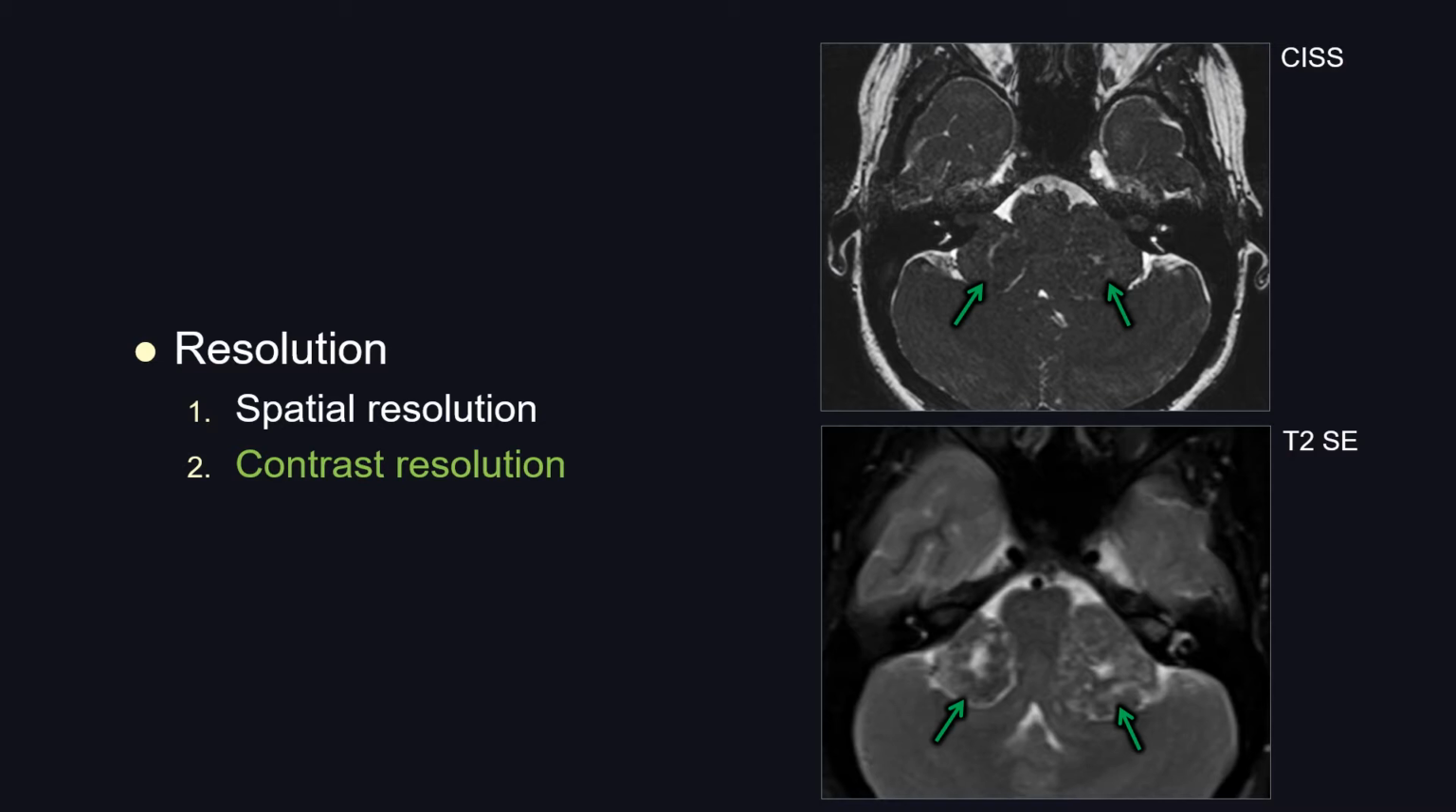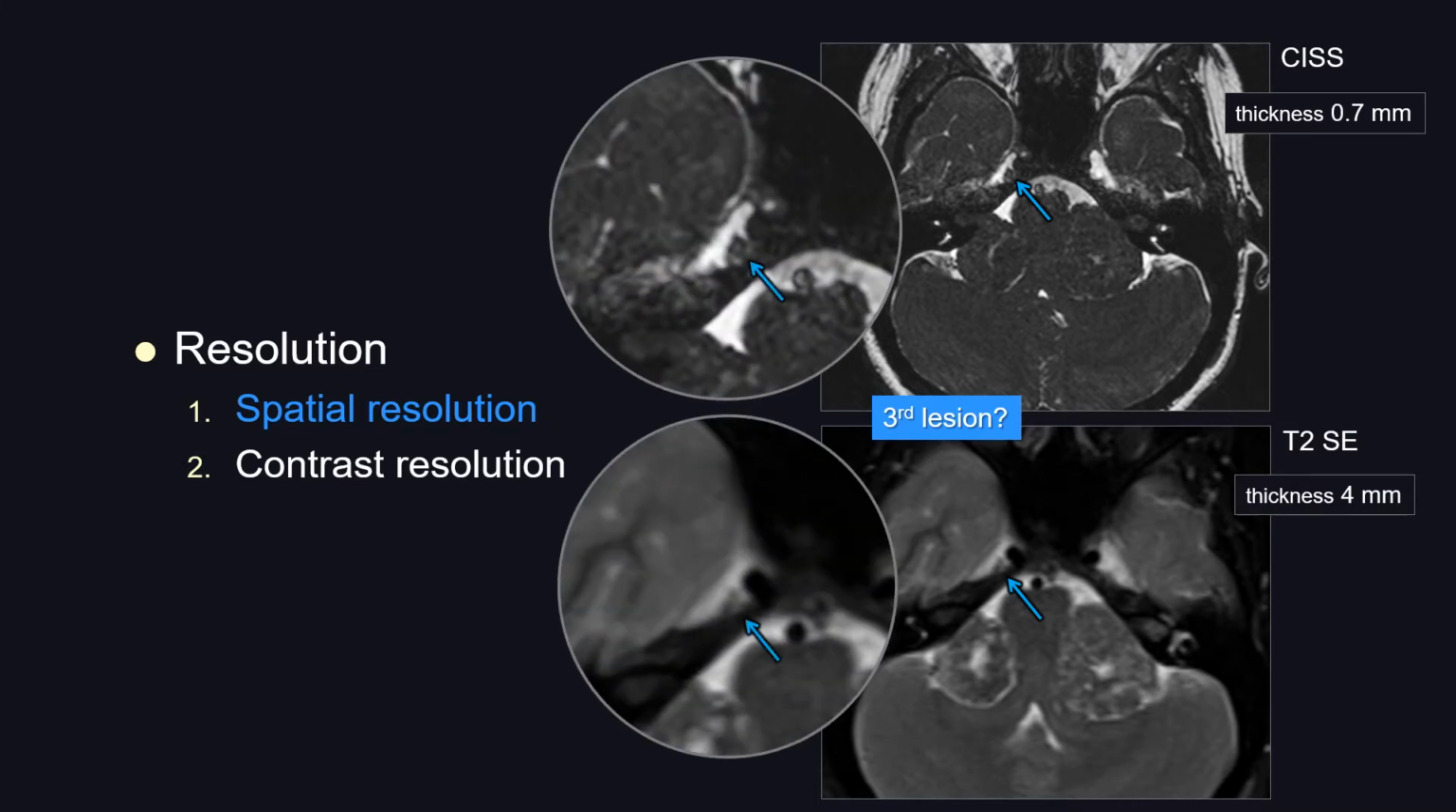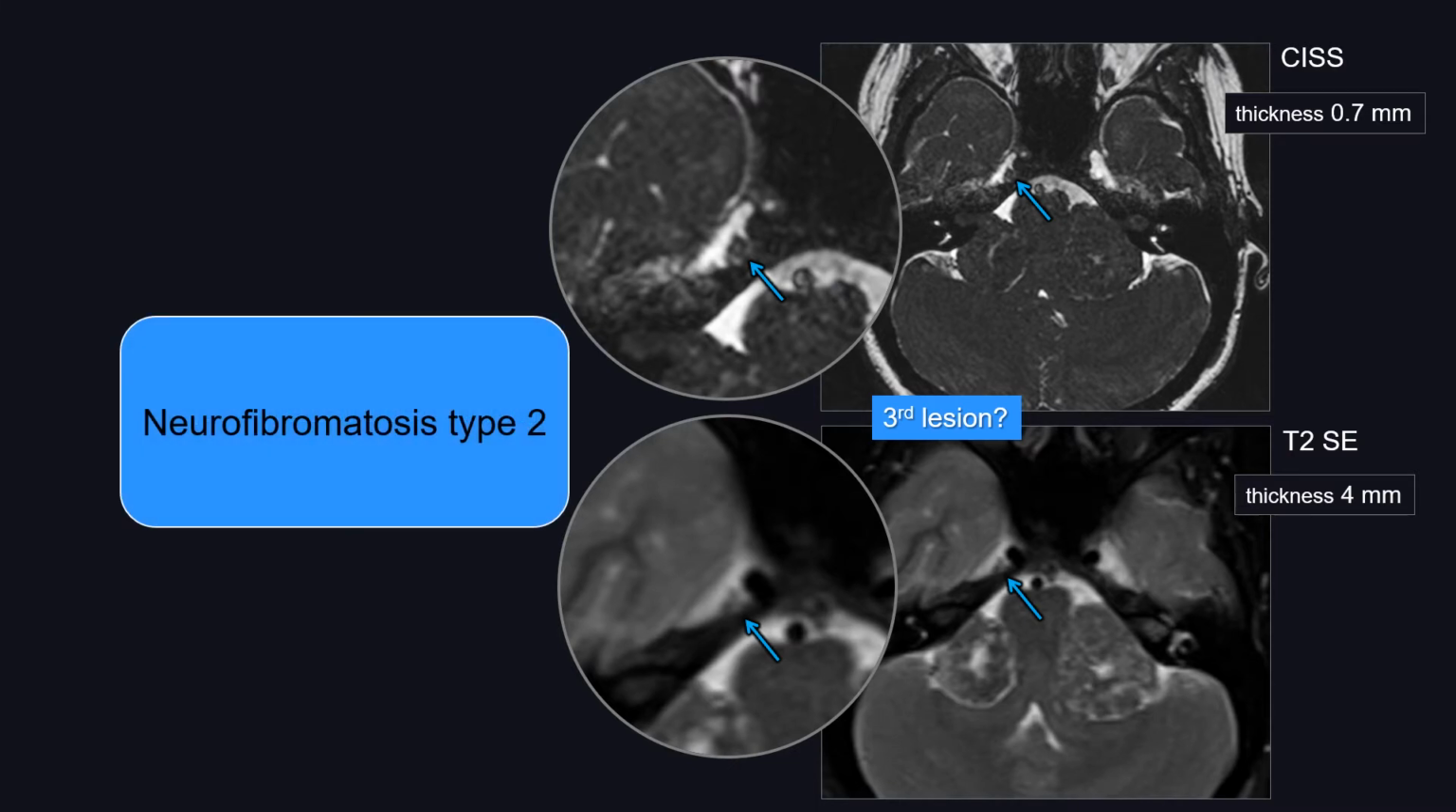Now, can you spot a third lesion? On the top images, you have much better spatial resolution. Thickness is 0.7 millimeters. On the bottom image, it's much thicker. Within the Meckel's cave, you can see a third lesion. I think it's fair to say it shows up better on the top image because of better spatial resolution. So do you know what this patient has? Bilateral vestibular schwannomas plus another small schwannoma in the Meckel's cave.